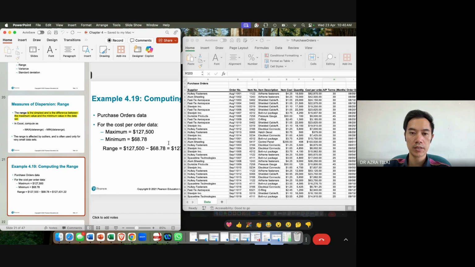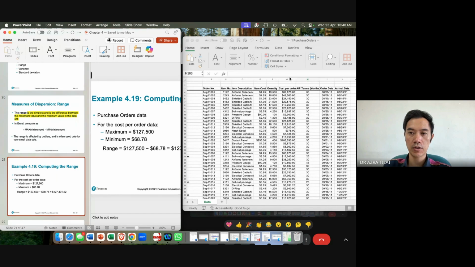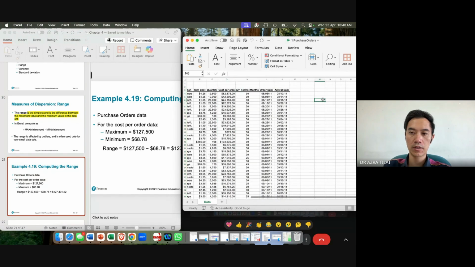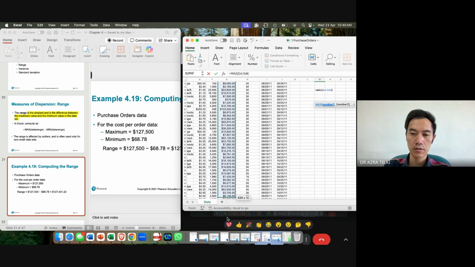So we want to know the maximum value of cost per order. We have cost per order in column G, right? Here. So we want to find the maximum value. What we do is we just type equal sign, max. Click on max and we highlight all of this.